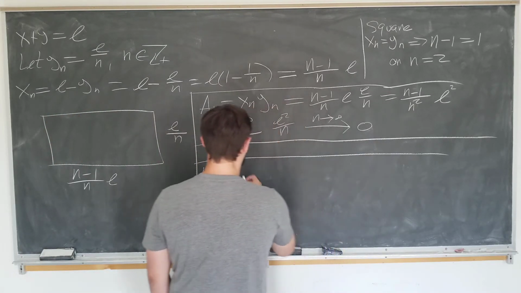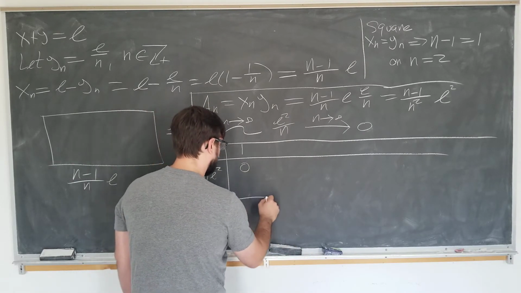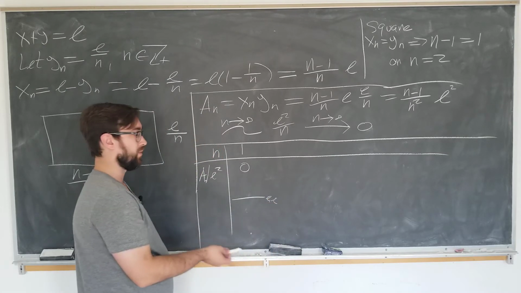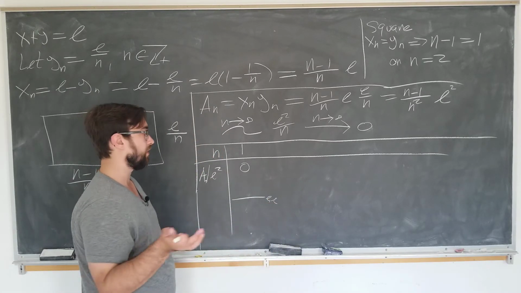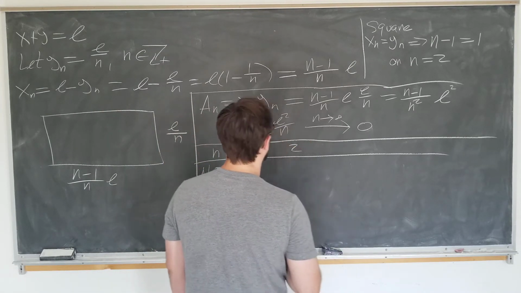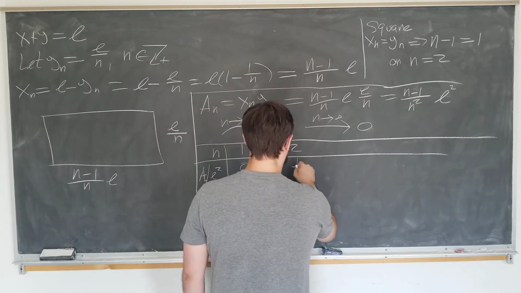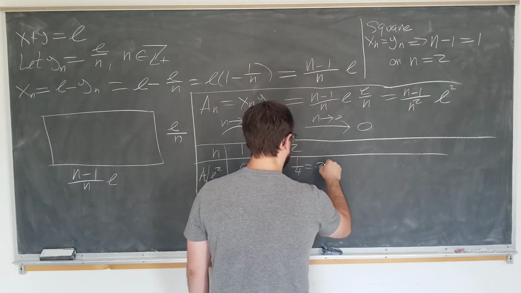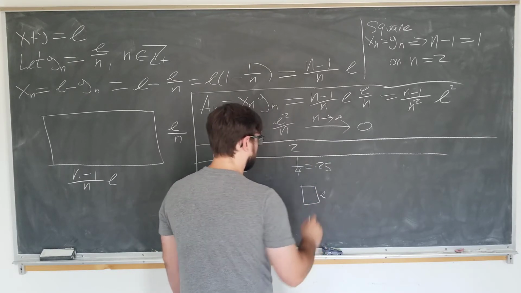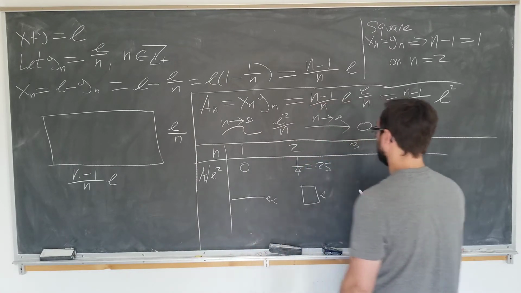1 minus 1 is 0, so this is going to be 0. And geometrically, this corresponds to basically the worst possible rectangle, where you just take the two lengths and put them on top of each other. Pretty dumb. This is the worst rectangle. And we have n equals 2 now. Well, 2 minus 1 is 1 over 2 squared is 1/4, which is equal to 0.25, of course. And this is the square case. All sides have length L. And now let's do 3.